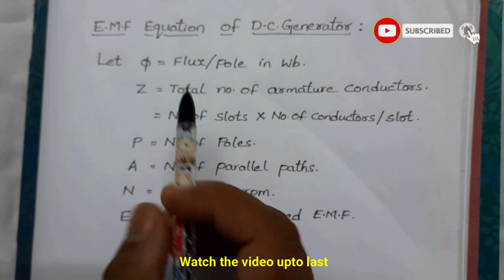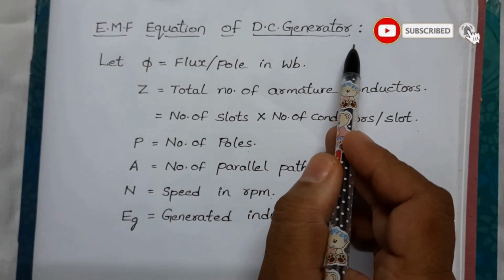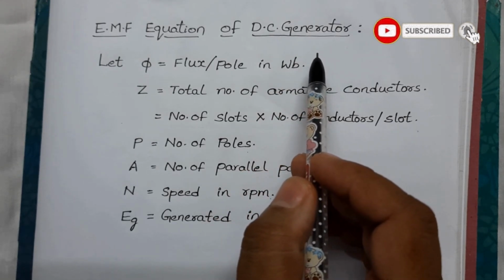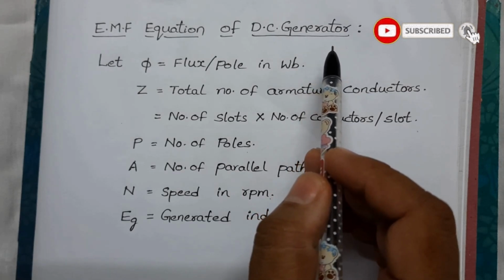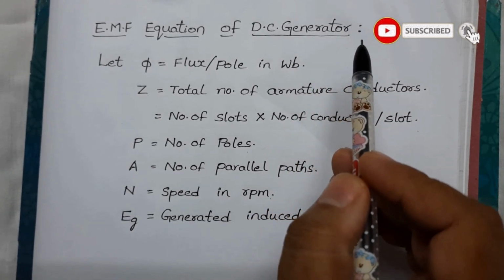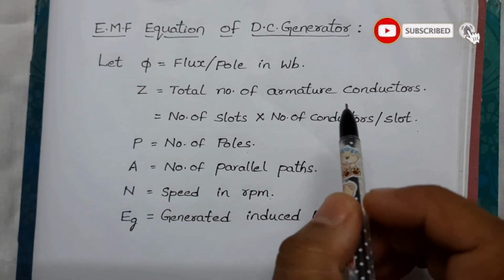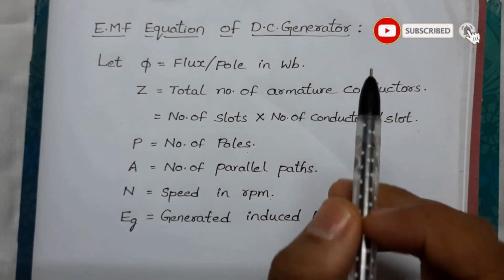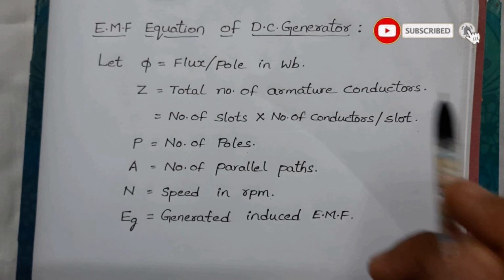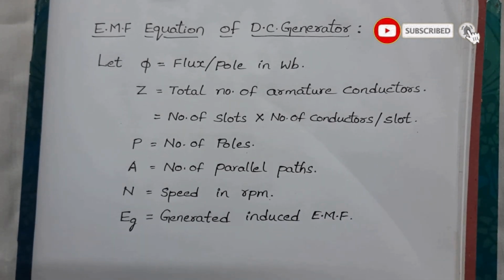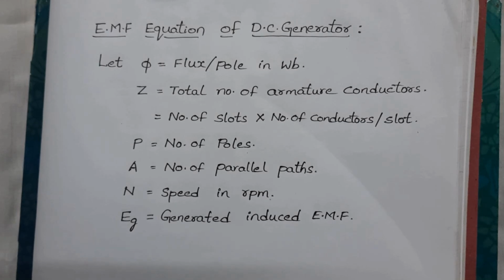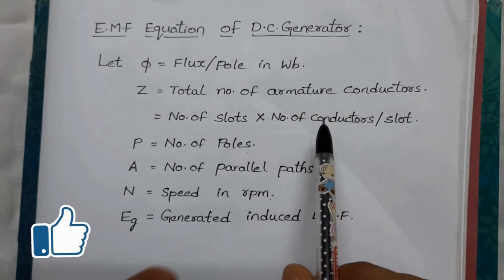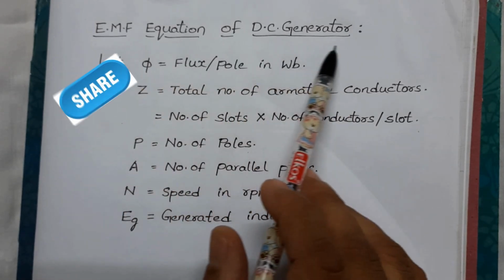So today we will discuss the EMF equation of DC generator. The DC generator is a machine which converts mechanical energy into electrical energy, and it works on the principle of Faraday's laws of electromagnetic induction. That is, whenever a conductor cuts the magnetic field, a dynamically induced EMF is produced in the armature conductor, and the magnitude of induced EMF is directly proportional to the rate of change of flux linkages, that is E equal to N dΦ by dt. The EMF equation of DC generator means how much EMF is induced in the armature conductor, that is the derivation of the EMF equation.